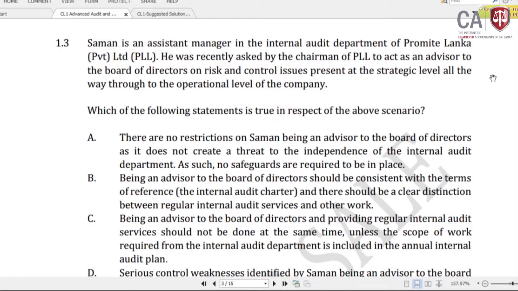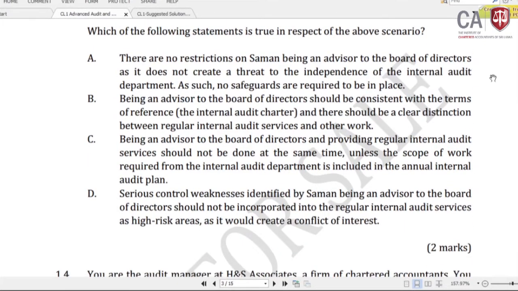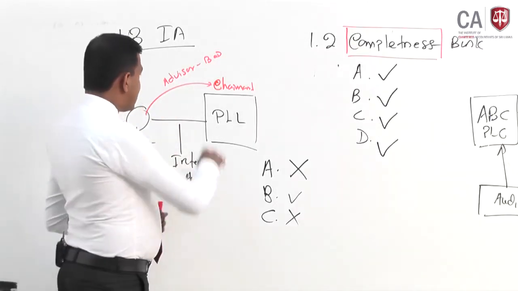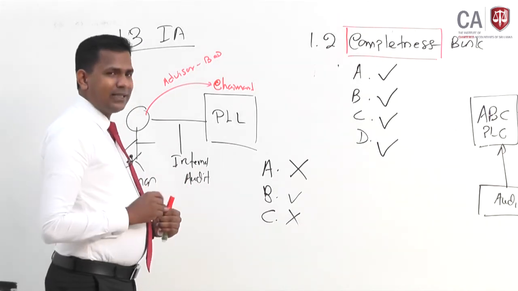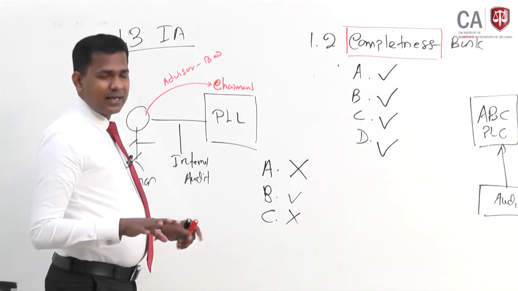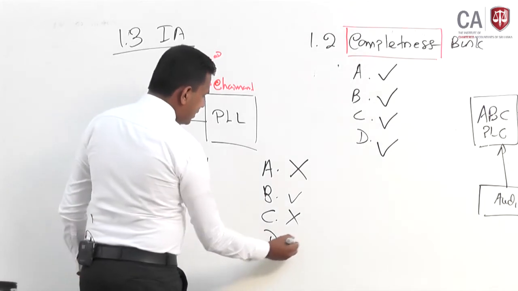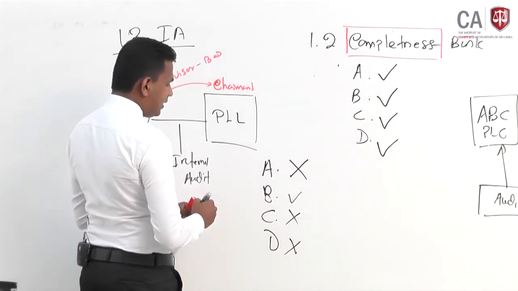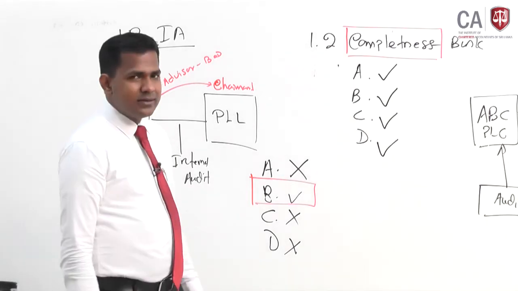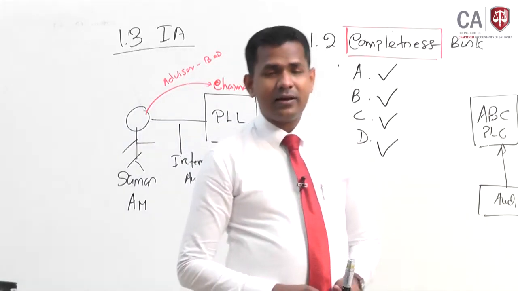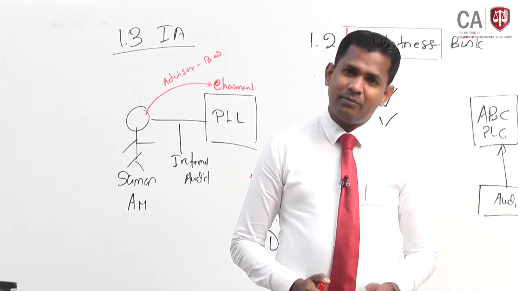And then answer D, serious control weaknesses identified by him while being an advisor to the board of directors should not be incorporated into the regular internal audit services as high risk areas, as it would create a conflict of interest. What it says is, if he has identified a significant weakness as a consultant, that should not be included under the internal audit services. Wrong. You can't put a condition like that. If something is wrong, it is wrong. So you can't segregate like that. Therefore, that is also not a correct answer. So answers A, C and D are wrong answers. Therefore, making a clear distinction between these two scopes is the correct answer. You can look at study text page number 635 of the internal audit chapter, chapter number 20.